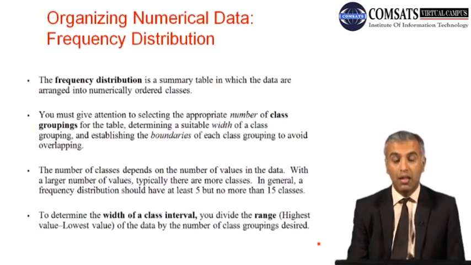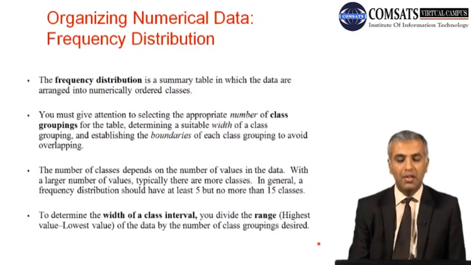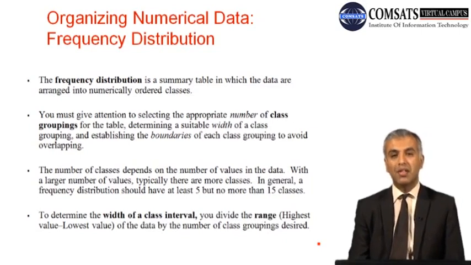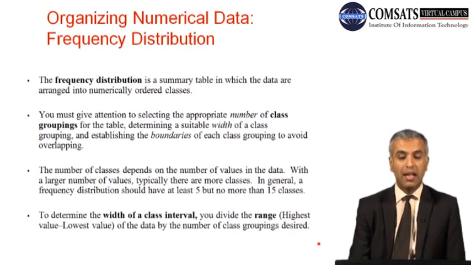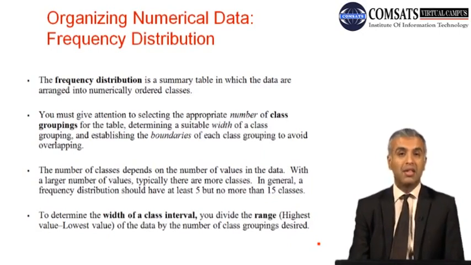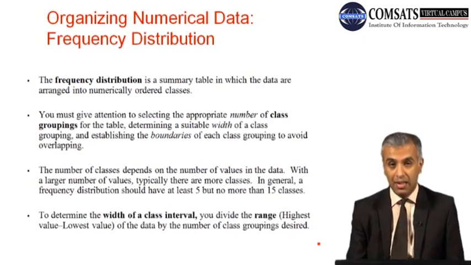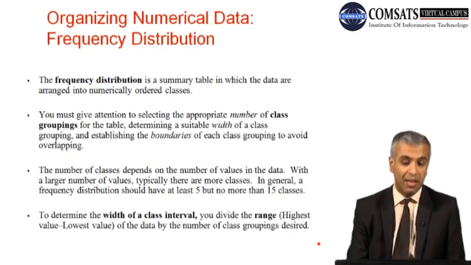Coming to the next important tool, which is more important than all of the others, called frequency distribution. Frequency distribution is a summary table in which the data is arranged into ordered classes. It comprises class groupings with certain widths, and we have to determine the boundaries of each class. The number of classes depends upon the number of values within the data, and the higher the number of values, the greater the number of classes.